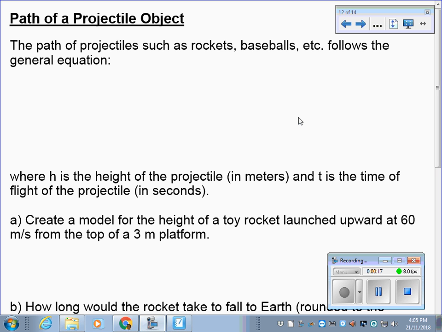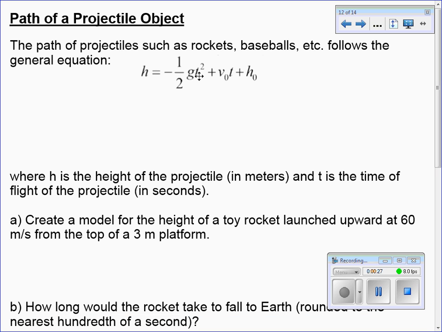Just kidding. All right, now, basically, we have a path of a rocket or a baseball. It follows this general equation. So the general equation is given by this: h is equal to negative gt squared plus v0t plus h.